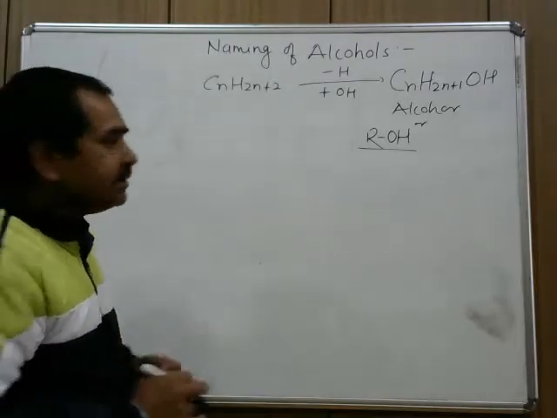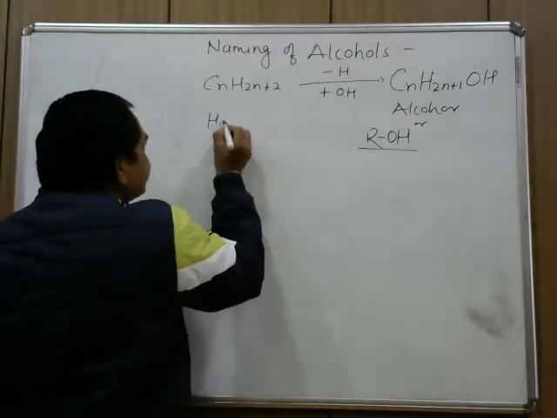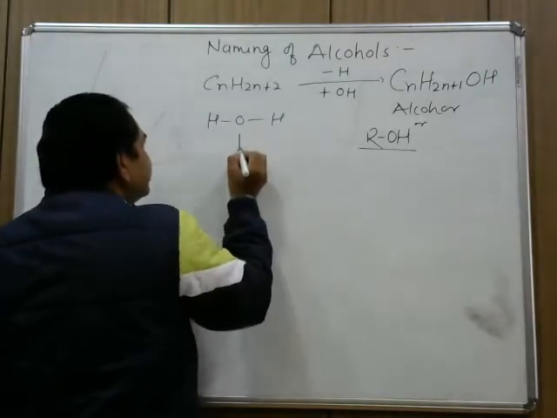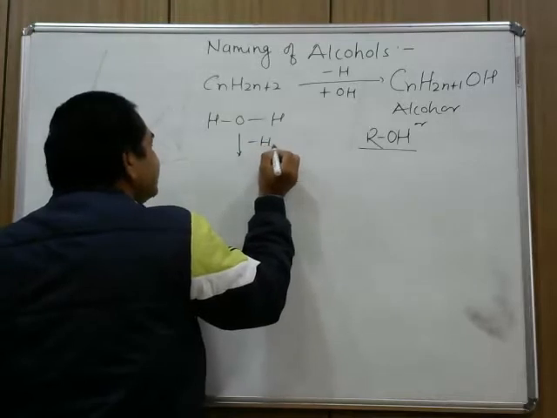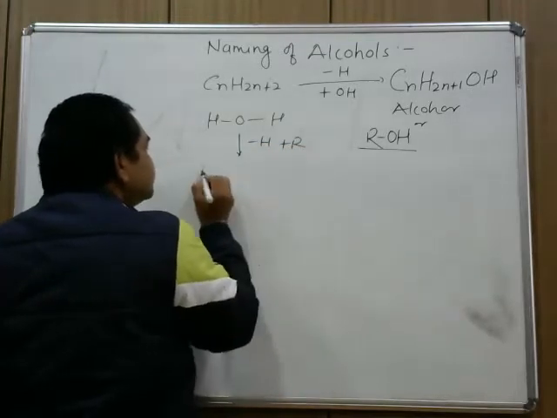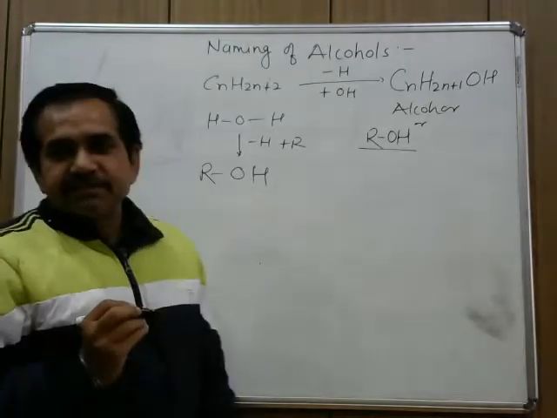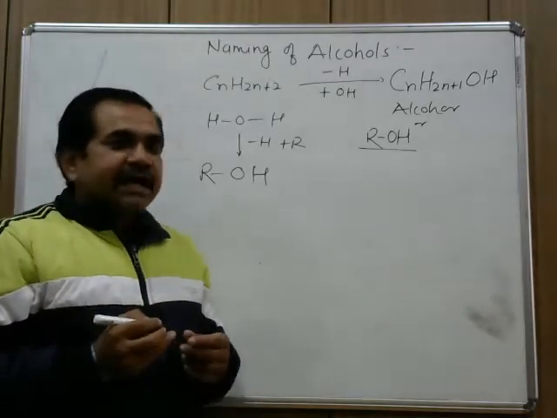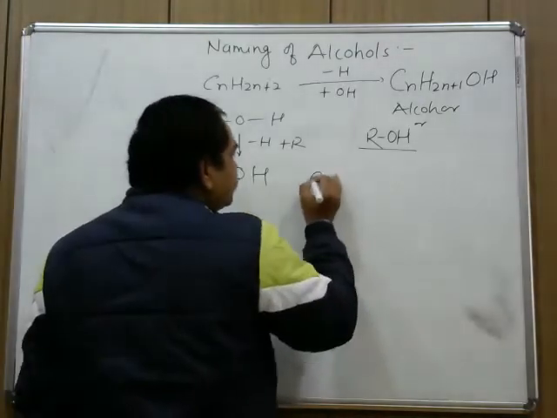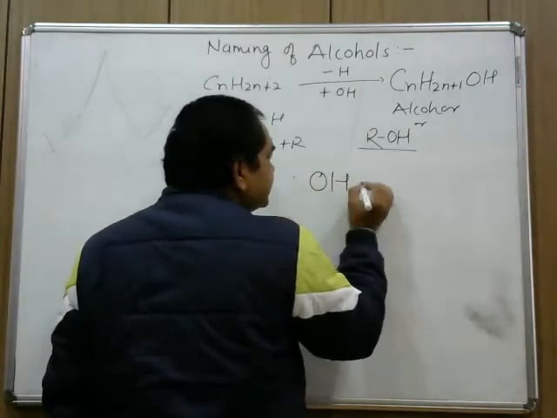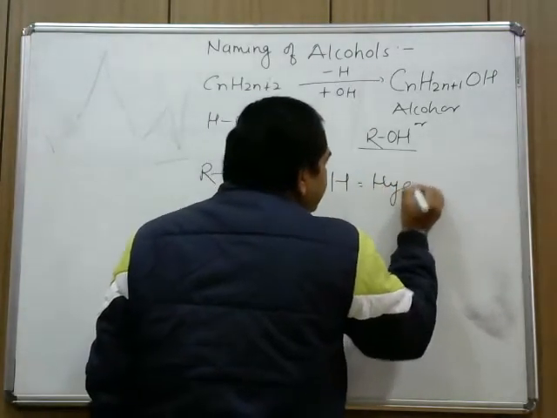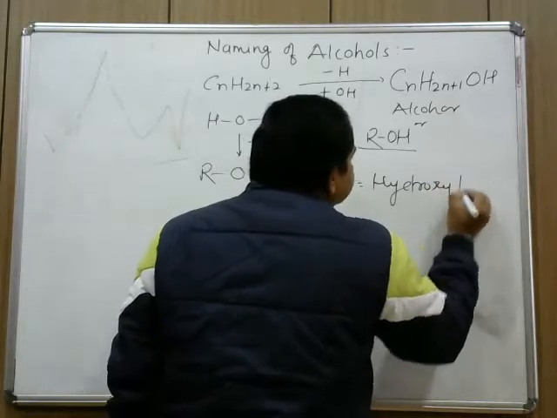What is the meaning? Say for example, this is water, HOH. So one of the hydrogens is replaced by an alkyl group. So you will also get an alcohol. And here the functional group is OH. This is called the hydroxyl group.